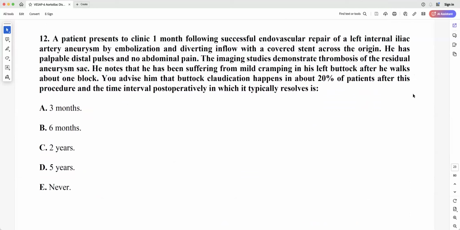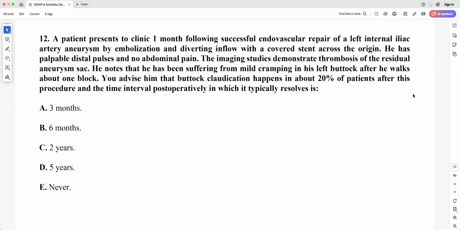Yes, Dr. Samer. Okay. So this is a patient presenting to clinic 1 month following successful endovascular repair of a left internal iliac artery aneurysm by embolization and diverting inflow with a covered stent across the origin. He has palpable distal pulses and no abdominal pain. The imaging studies demonstrate thrombosis of the residual aneurysmal sac.